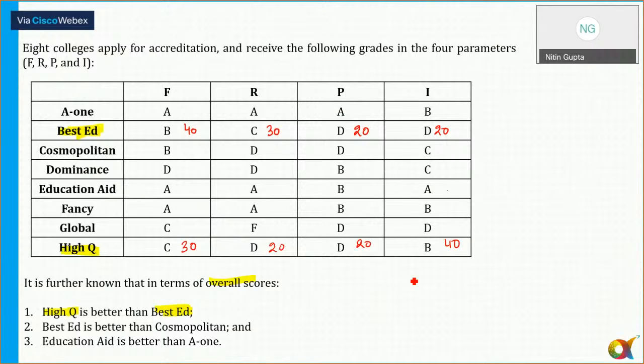And let's say the weight for F is F, the weight for R is R here. So what is the total score here? Can you say that is equal to 40F plus 30R plus 20P? And for High Q, it will be 30 plus 20. And we also know that High Q is better than this one. So in any case, High Q.